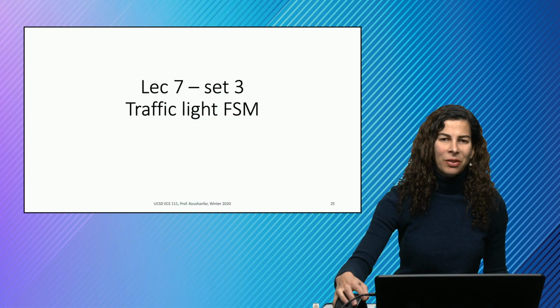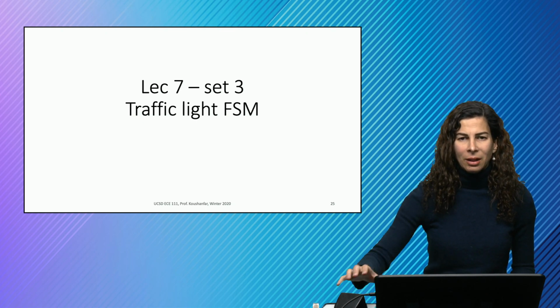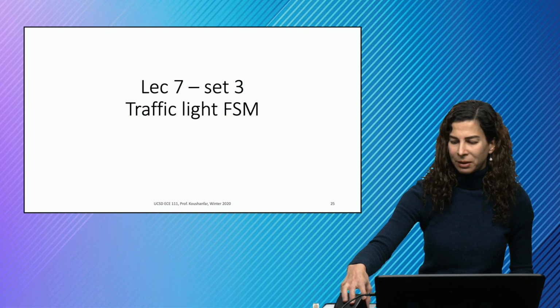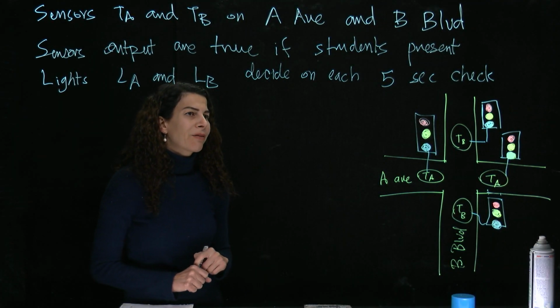AC 111, Lecture 7, Set 3, Traffic Light Finite State Machine. Let's see another example for designing a finite state machine. Here we have an example with a traffic light.